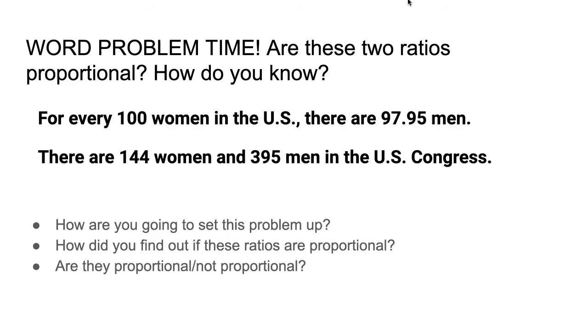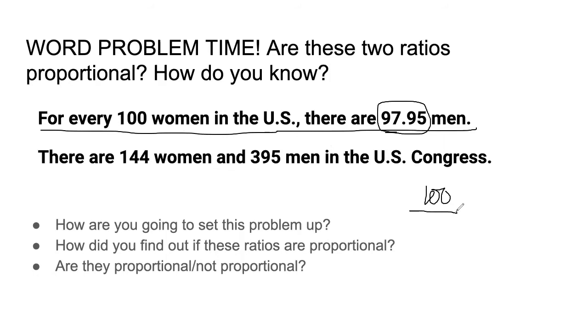Word problem time. Are these 2 ratios proportional? Why or why not? Okay. For every 100 women in the US, there are 97.95 men. Some people might be wondering, why is this a decimal? How do you have a decimal amount of men? You don't, okay? This is if there are only 100 women and you averaged it out, okay? So this is just the ratio. This is like the percentage of men to women, okay? So this is a ratio. We have 100 women in the US and there are 97.95 men. So there are a little bit fewer men in the US than there are women.